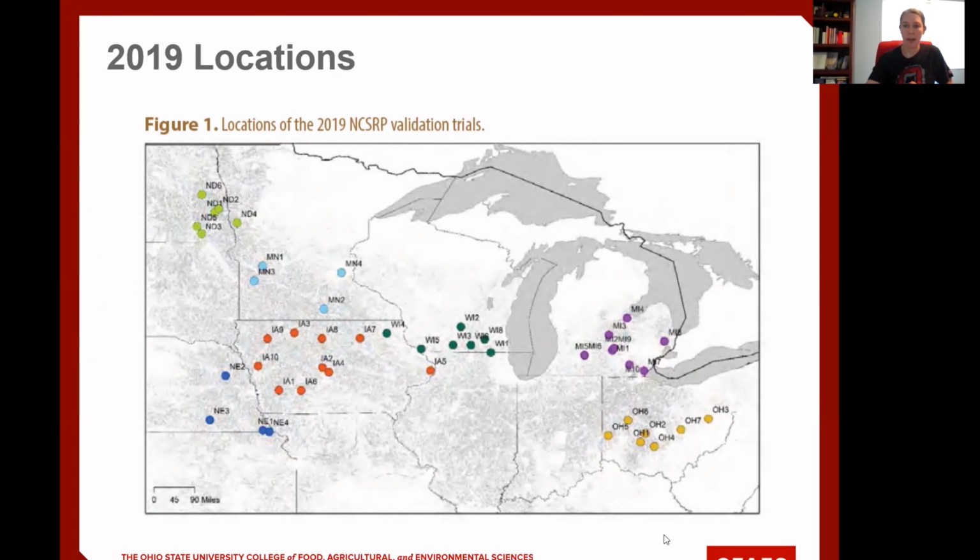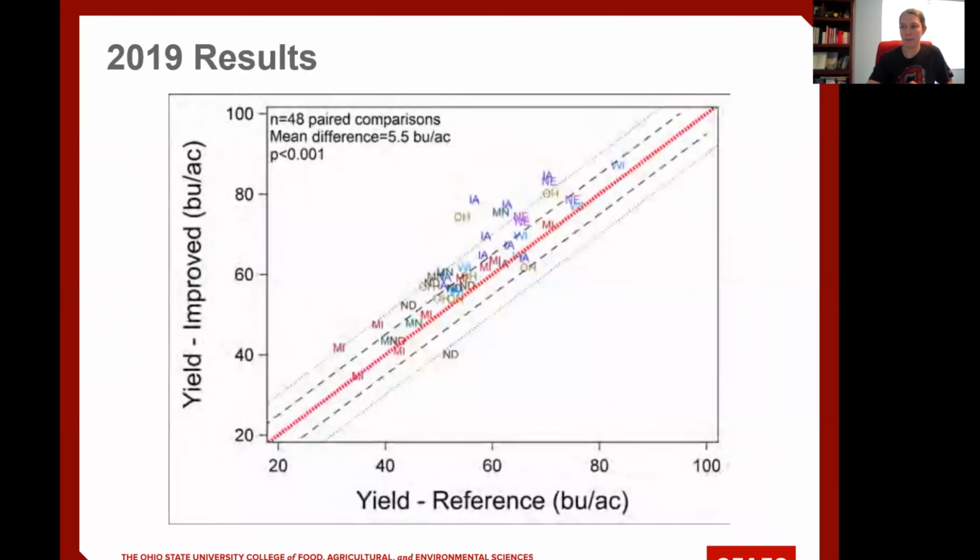This is a map that shows our locations in 2019. You can see here in Ohio, we had a very good east to west distribution across the state. These are the results for 2019 across the Midwest region or North Central region. The horizontal axis here shows yield of the reference or yield of the standard treatment. And the vertical axis here shows yield of the improved treatment. Again, the improved treatment was earlier planting, lower seeding rate, and that tank mix of foliar fungicide and insecticide at R3. This red line is the 1-to-1 line.